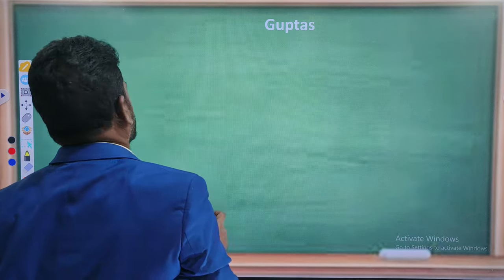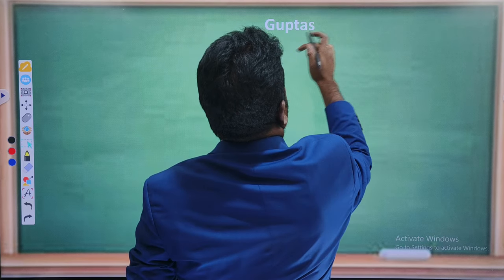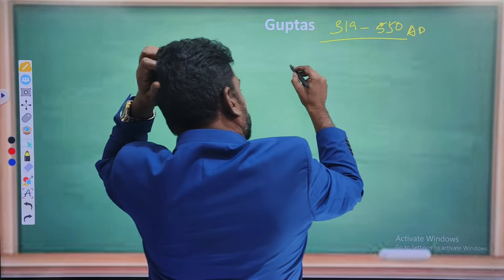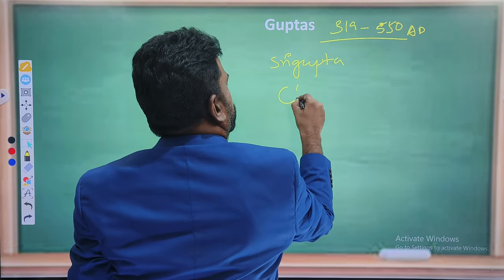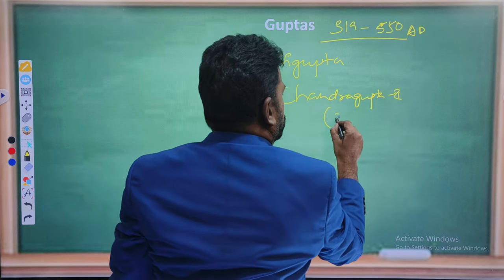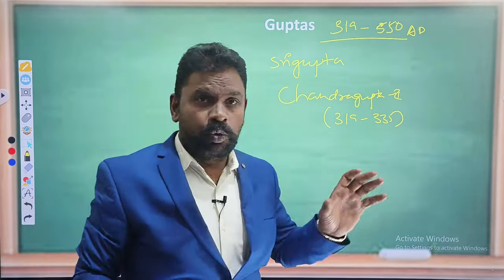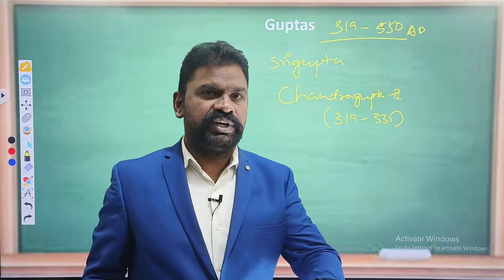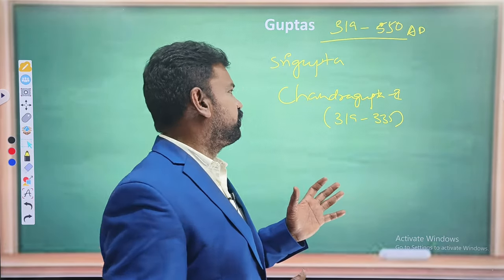Next, after the post-Mauryan period, the Guptas. The Gupta kingdom lasted from 319 to 550 AD. The founder of the Gupta kingdom was Sri Gupta, and the founder of the Gupta empire was Chandragupta I. Chandragupta I ruled from 319 to 335. He was the first Indian ruler to strike gold coins in India. His wife was Kumara Devi, who belonged to the very famous Licchavi clan of that period.